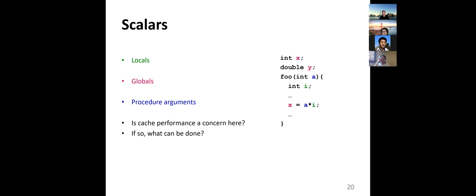So the question is, is cache performance a concern here? If so, what can be done? Do you think cache can help a lot with local variables or with procedure arguments? Any ideas here?